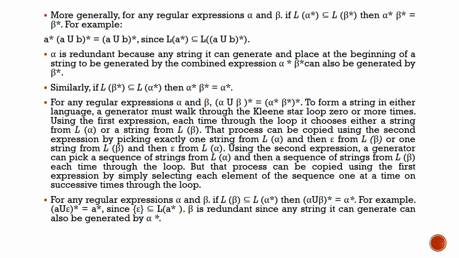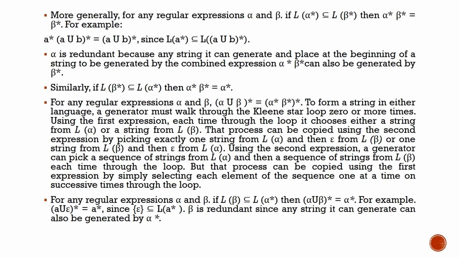Fine. The next one. Alpha star is redundant because any string it can generate and place at the beginning of a string to be generated by the combined expression alpha star beta star can also be generated by beta star. The same law. Then the reverse is also applicable. What is that reverse? If beta star is a subset of alpha star, then alpha star beta star can be written as alpha star.